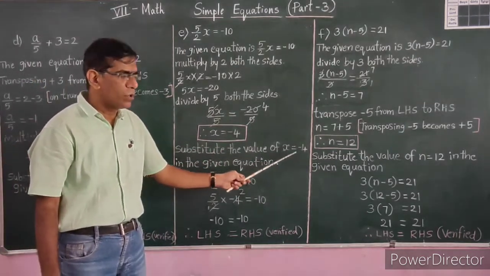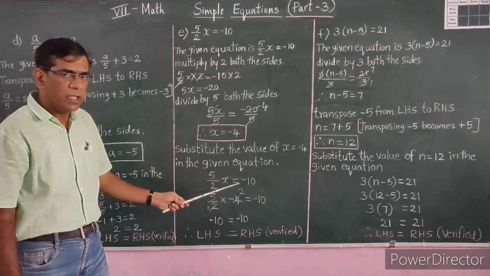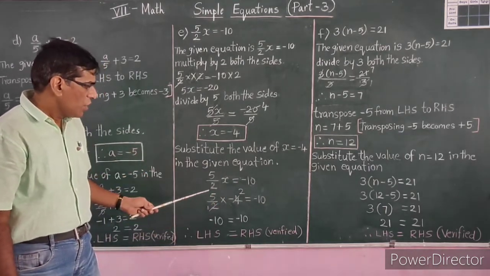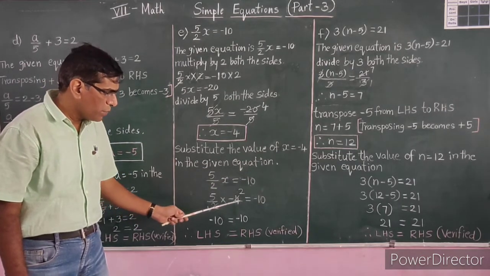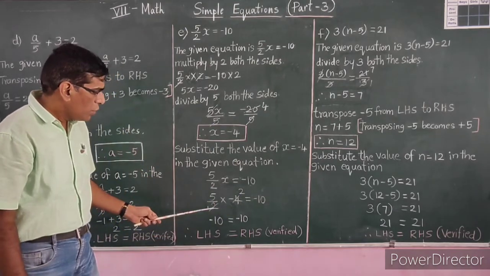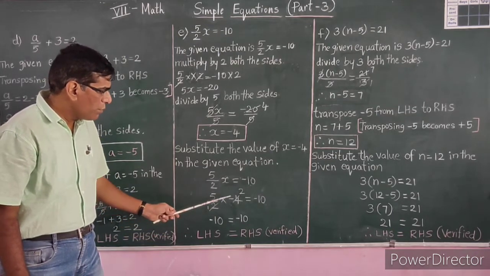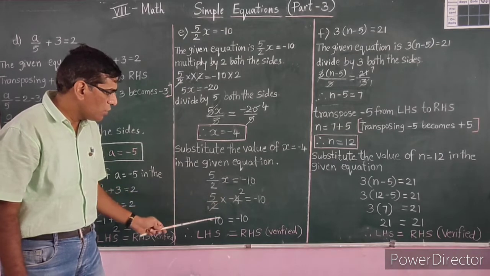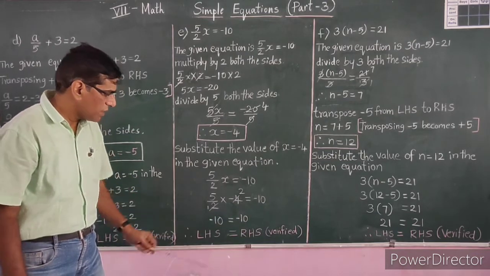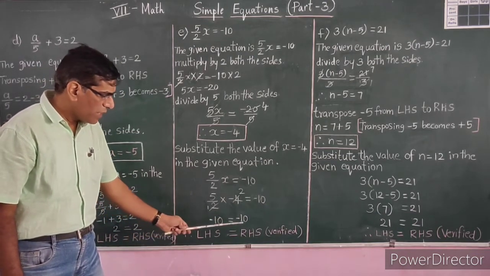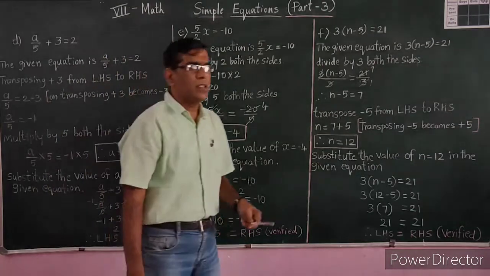Substitute the value of x is equal to minus 4 in the given equation. Here the given equation is 5 by 2x is equal to minus 10. 5 by 2 into the value of x, which is minus 4. 5 by 2 into minus 4 is equal to minus 10. Here 2 ones are 2, 2 twos are 4. Now 5 into minus 2 is equal to minus 10. Minus 10 is equal to RHS, minus 10. Therefore, LHS is equal to RHS. It is verified.